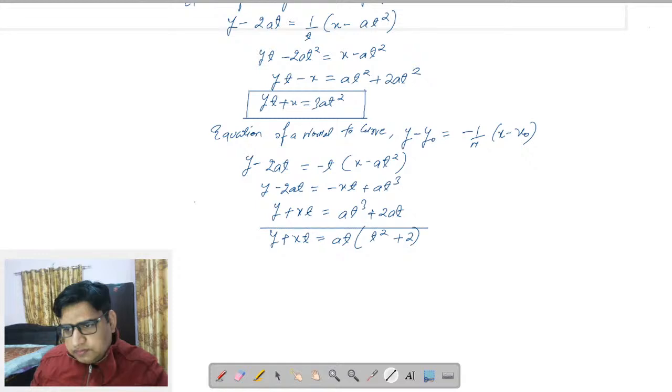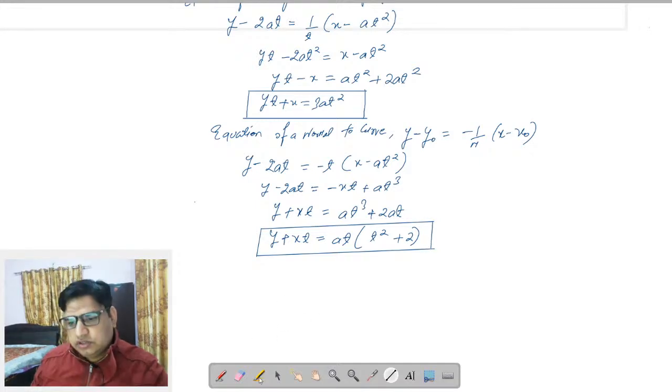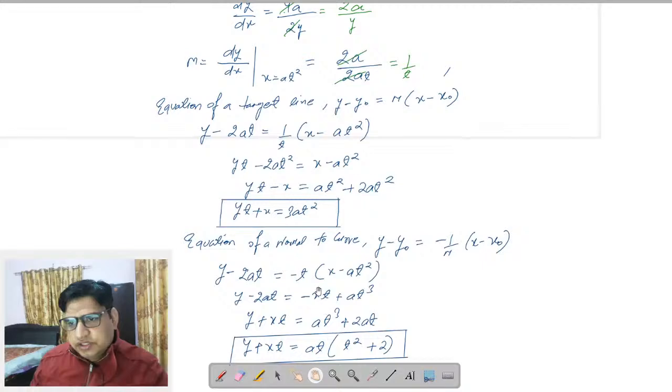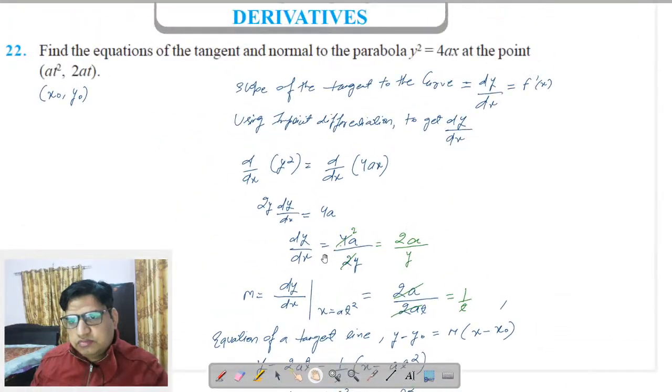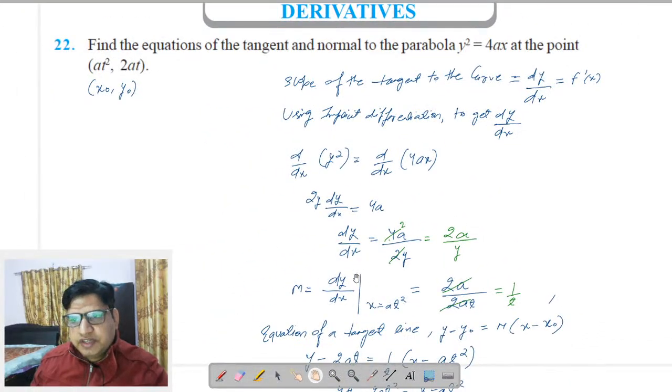normal to the curve, and the curve is given to us, a parabola. Okay, so whatever is the curve, we do not need to be worried about the type of curve we have here. We just need to substitute the value and use the formula. Okay, so these are the two equations that we got for the equation of tangent and equation of normal. Okay, and I hope you have understood this part.